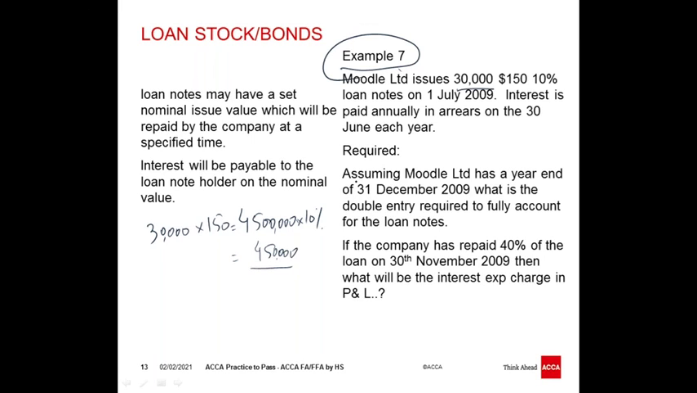But as the question says, assuming the company has the year end at 31st December, the company has taken the loan on 1st July. So the amount of interest that we should charge in the income statement should be for the period of 6 months. So we take 6 months interest because we have utilized the loan for 6 months. So for the 6 months, the amount of the interest will be 2,25,000.